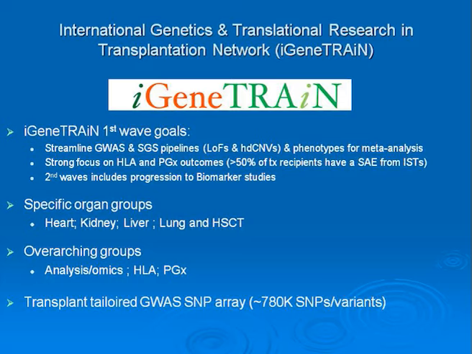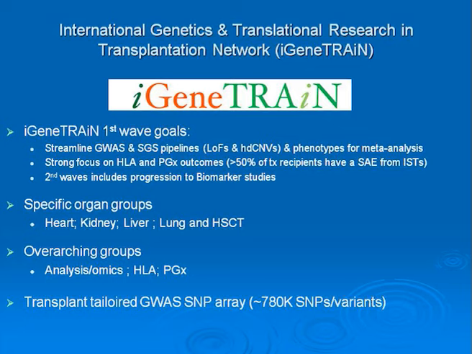And basically the idea was to try and aggregate the existing GWAS and sequencing data, and then to design a chip to sequence as many of the DNA cohorts that were out there for transplantation. And we really tried to exploit a lot of the existing DNA in HLA labs and in organ procurement organizations such as the Gift of Life. So there's specific organ groups here, and then there's a few overarching groups like HLA pharmacogenetics and a lot of the analyses pipelines as well.